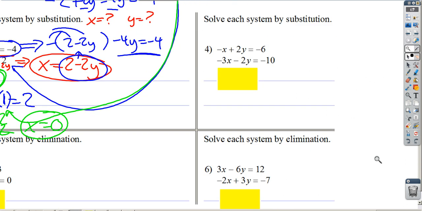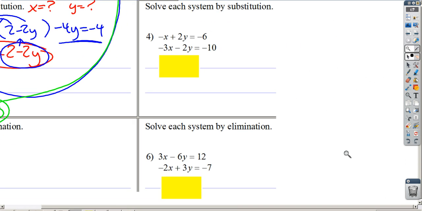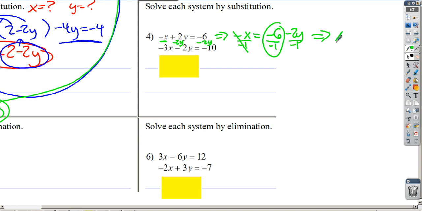Okay, number 4, we want to look and see what is easiest to solve for, and it's usually the ones that have a coefficient of 1 or close to 1. This one almost has a coefficient of 1. So let's subtract 2y from both sides, and we'll get negative x equals negative 6 minus 2y. I want that to be x equals, not negative x equals, so I'll divide everything by negative 1. Whatever I do to one side has to be done to the other. So negative 6 over negative 1, that's positive, x equals positive 6. Negative 2y over negative 1 is positive 2y.